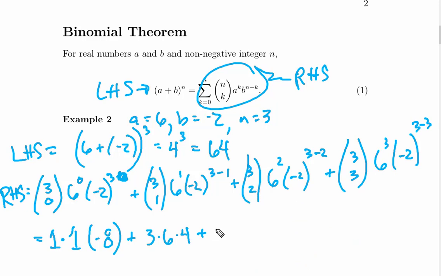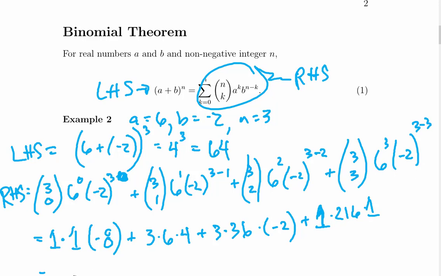3 choose 2 must also be 3, and then times 6 squared is 36, and then times, 3 minus 2 is 1, so that's going to be a -2, and then finally 3 choose 3, that's got to be the same as 3 choose 0, by the same type of reasoning we just had. And 6 to the third is 36 times 6, that's 216, and then times, 3 minus 3 is 0, so this raised to the 0 is just a 1 again.